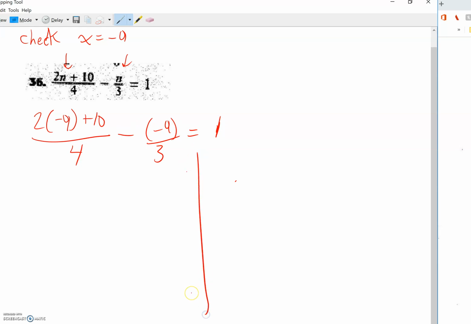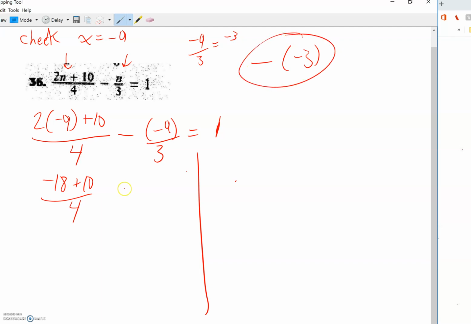Great wall of check. So we get negative 18 plus 10 over 4. And what does this work out to be? Well, it's minus negative 3 because when you divide negative 9 by 3, that equals negative 3. What happens with the double signs? That turns into positive 3. And so then negative 18 plus 10 would be negative 8 over 4, plus 3. Negative 8 divided by 4 is negative 2. Negative 2 plus 3 is 1. Left side equals right side. Boom, done.